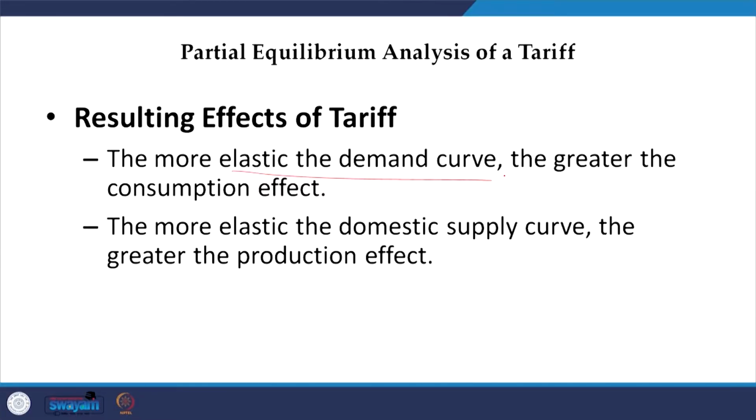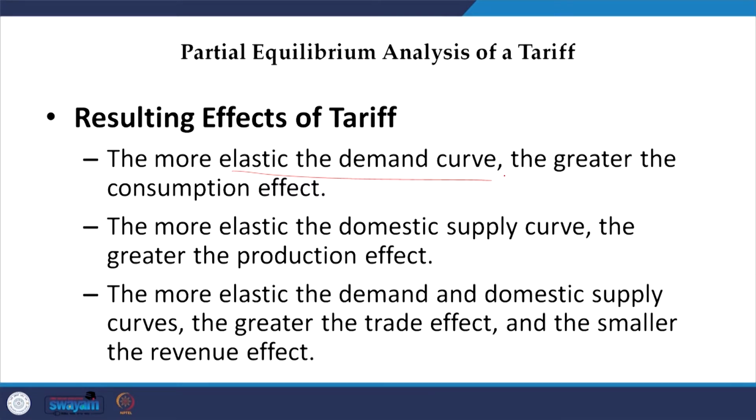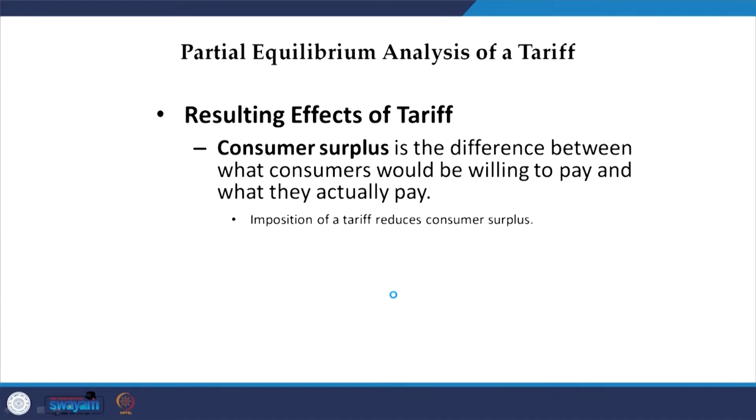The more elastic the supply curve, the more responsive supply is, which means the higher the tariff, the higher the supply, and the greater the production effect. Those effects can be understood with the help of detailed diagrammatic analysis. When both the demand curve and the domestic supply curve are elastic, the trade effect is greater. Jointly the trade effect will be more and the revenue effect smaller, because both are highly responsive. That will restrict trade, so revenue will eventually be reduced. We will analyze that. The resulting effect of a tariff in terms of consumer surplus and producer surplus can be evaluated.